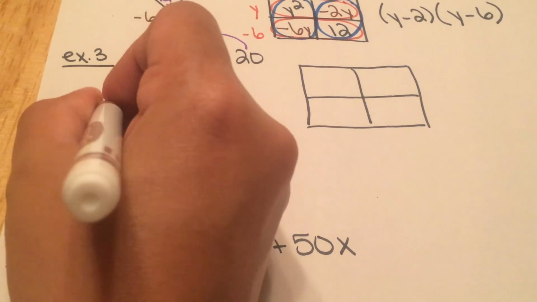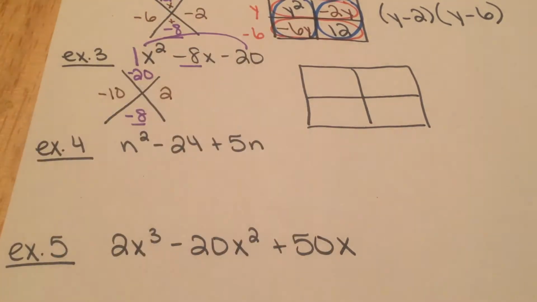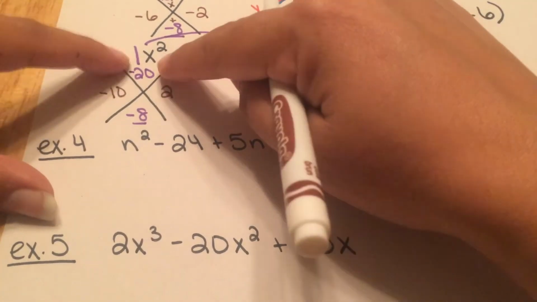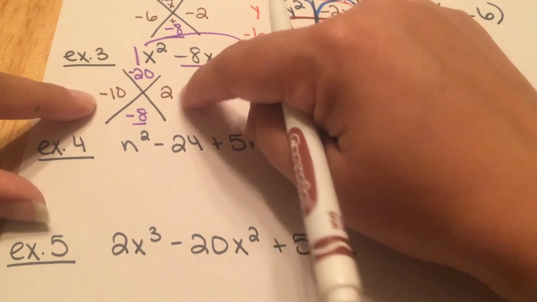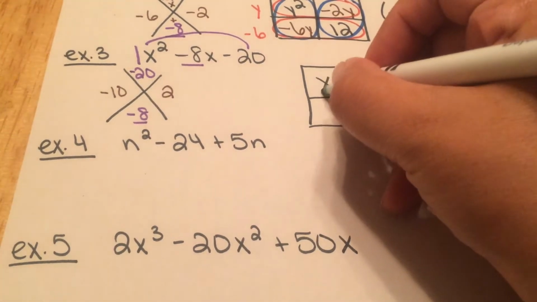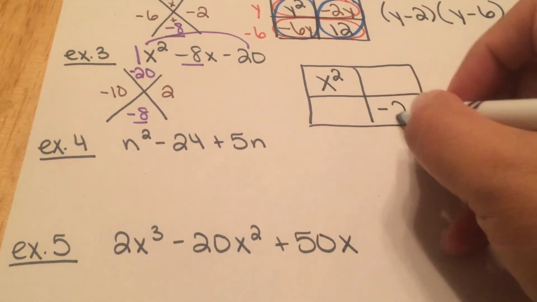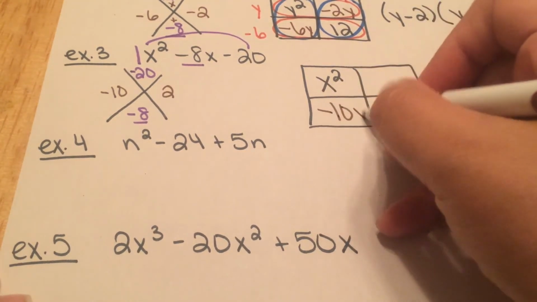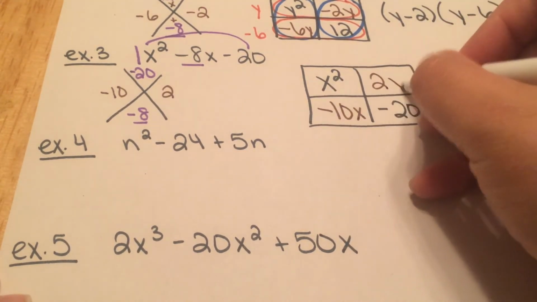Take some time to think about it. But the answers that we should come up with are a negative 10 and a positive 2. Negative 10 times 2 is negative 20. Negative 10 plus 2 is negative 8. So I'm going to go ahead and plug in what I definitely know. I know x squared, and I know negative 20. So now I'm going to fill in my negative 10x and my positive 2x.